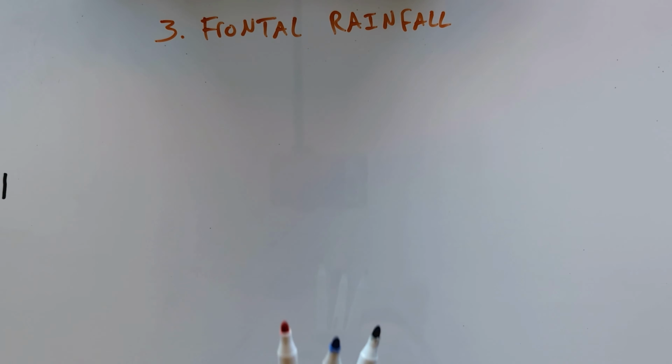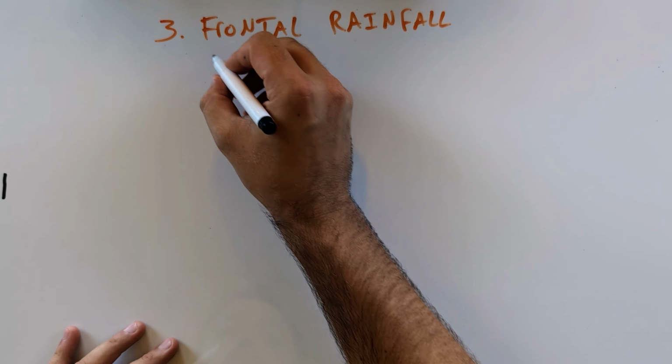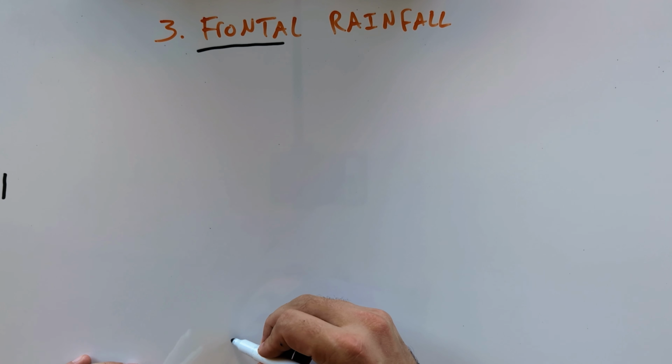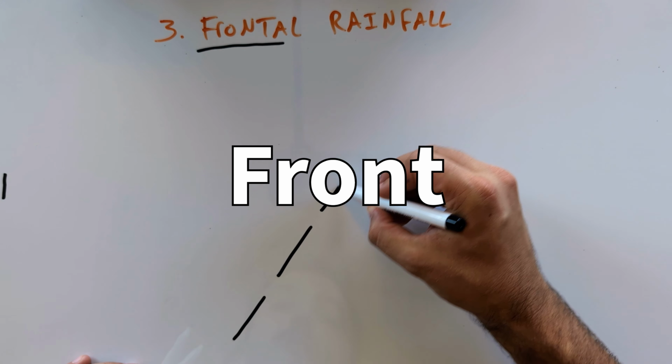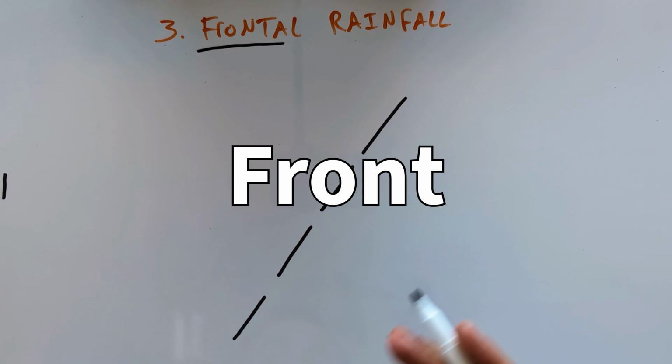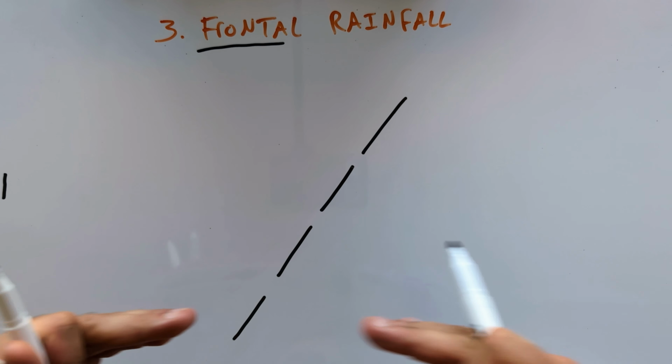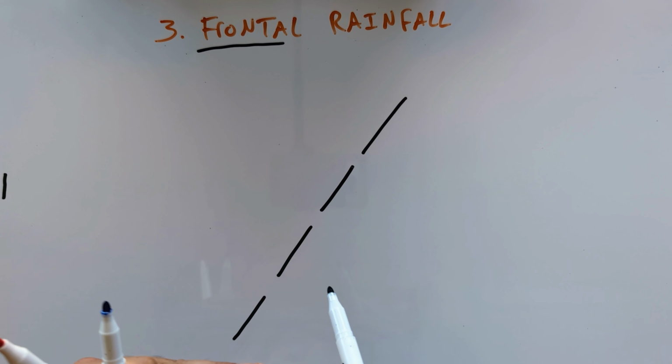Okay, let's talk about the final type of rainfall, which is frontal rainfall. So let's just check our academic language and understand, do we know what a front is? Okay, so in history, you have the western front or a front line. It's essentially a boundary between two, or where two things meet. It could be two armies.